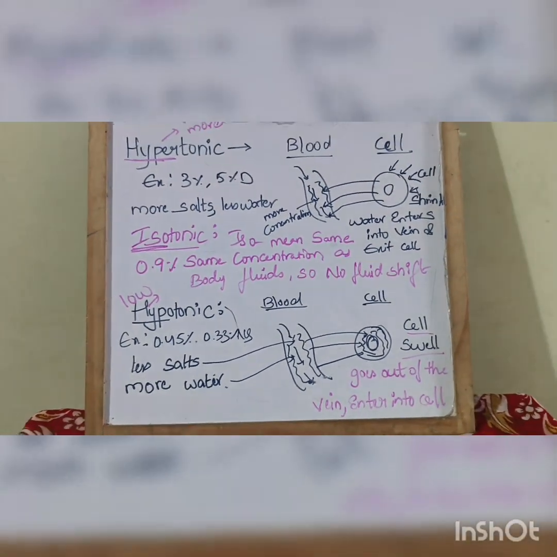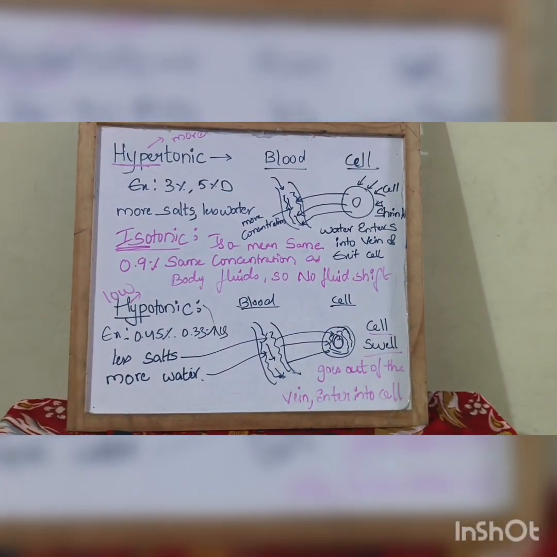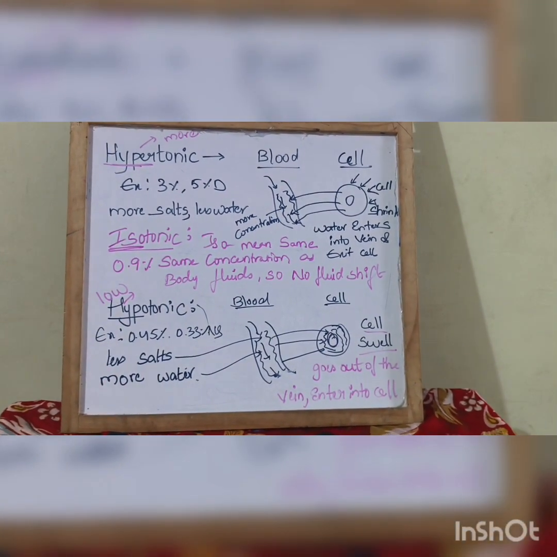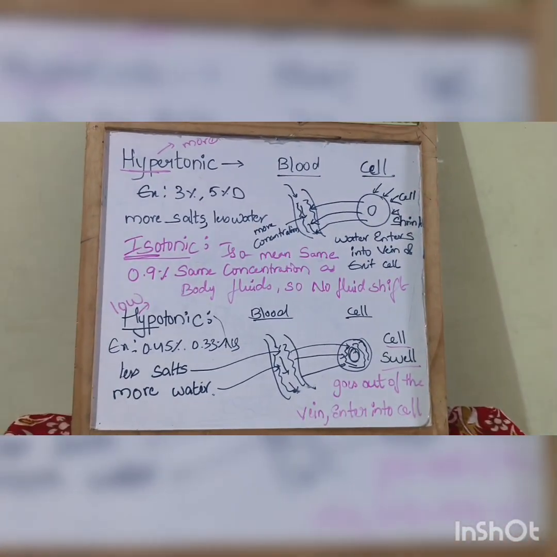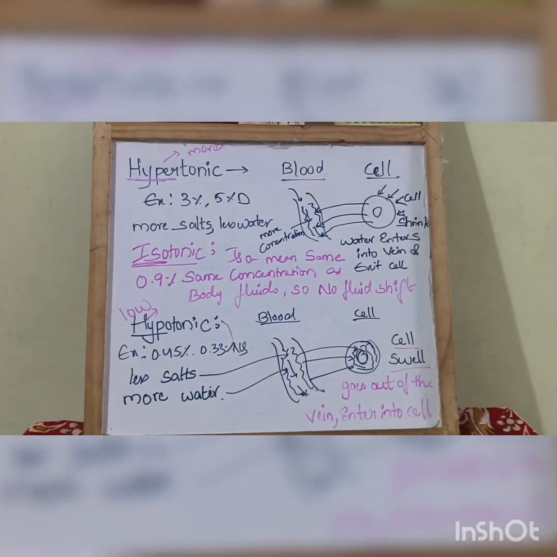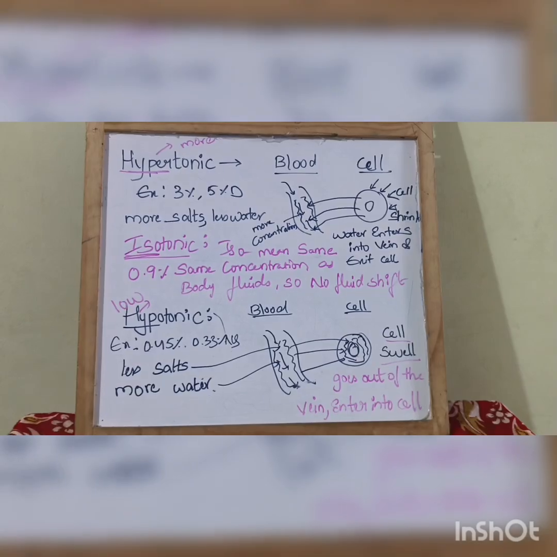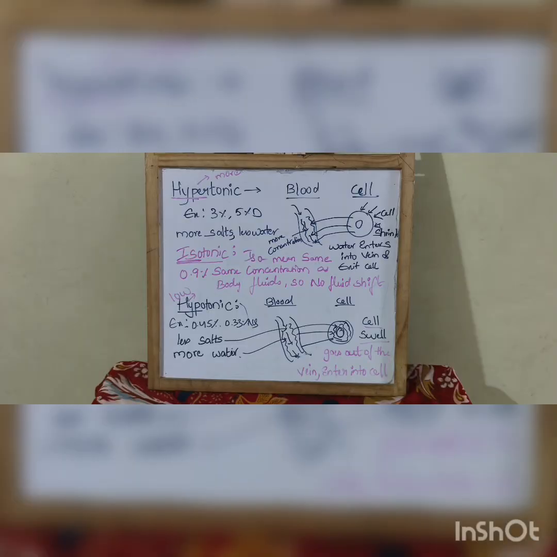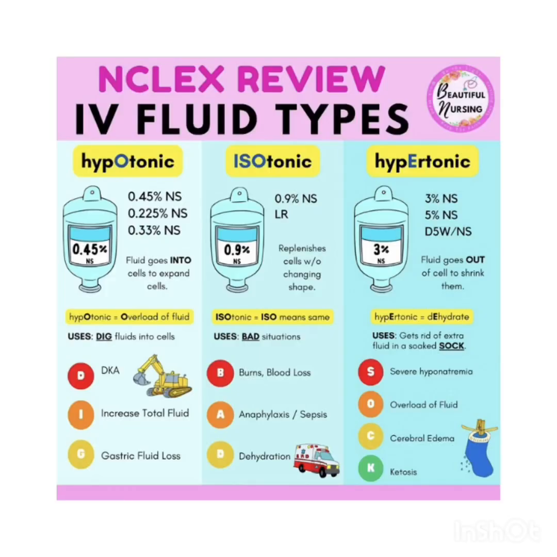You can understand the trick. Hyper means a more concentrated solution, so the cell shrinks to a small size. Hypotonic is low concentration, and the cell swells. The trick is that they are opposite. There is a difference, you can see.